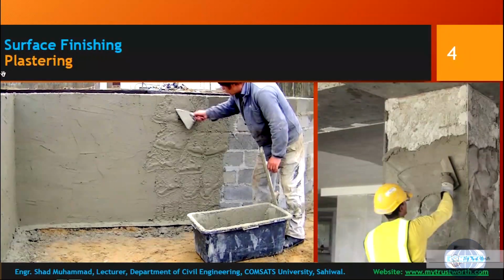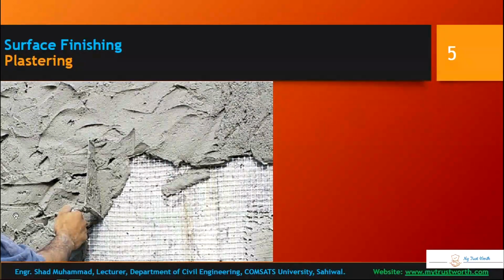As you can see in these two pictures, a mason is plastering a block masonry wall. What is the mix design of this plastering? You never know without being told. And here you can see a mason plastering a reinforced concrete column. And in another picture, a person is plastering a wall with wire mesh. A wire mesh has been used.